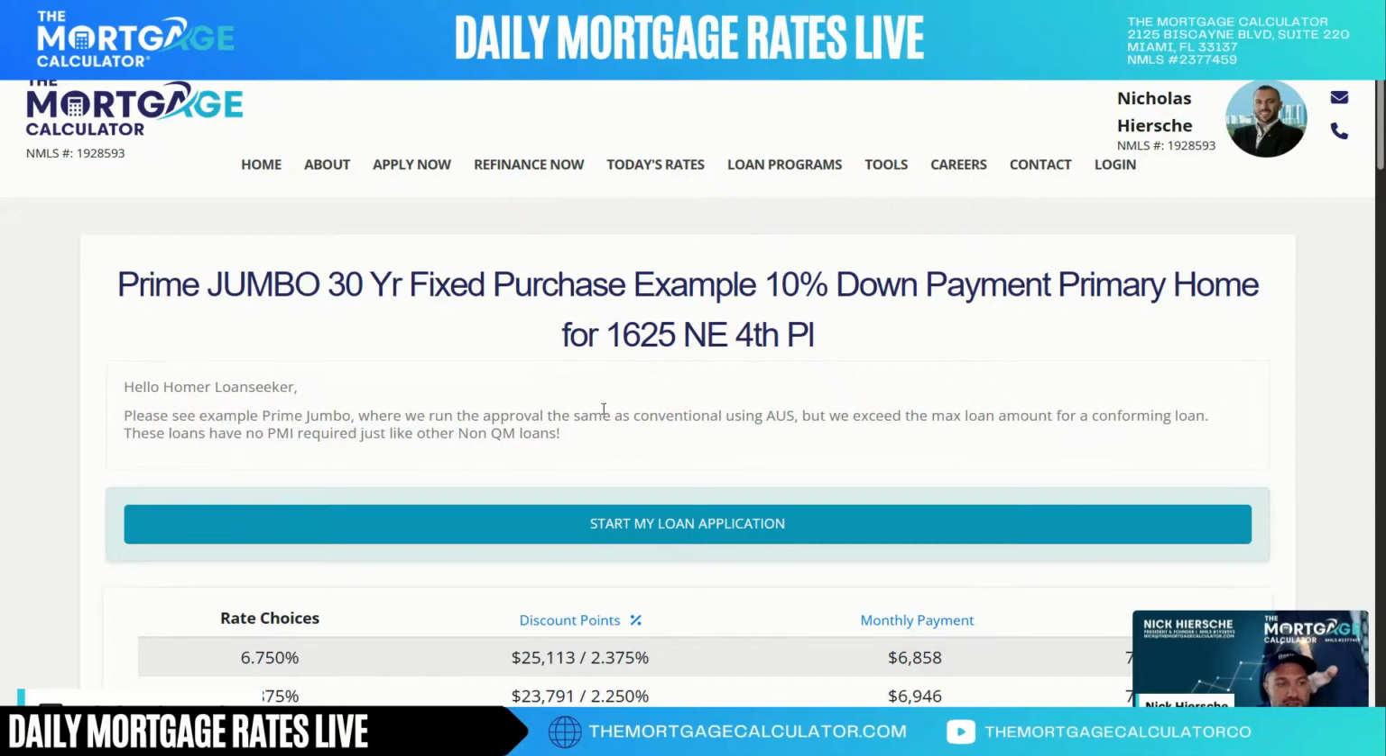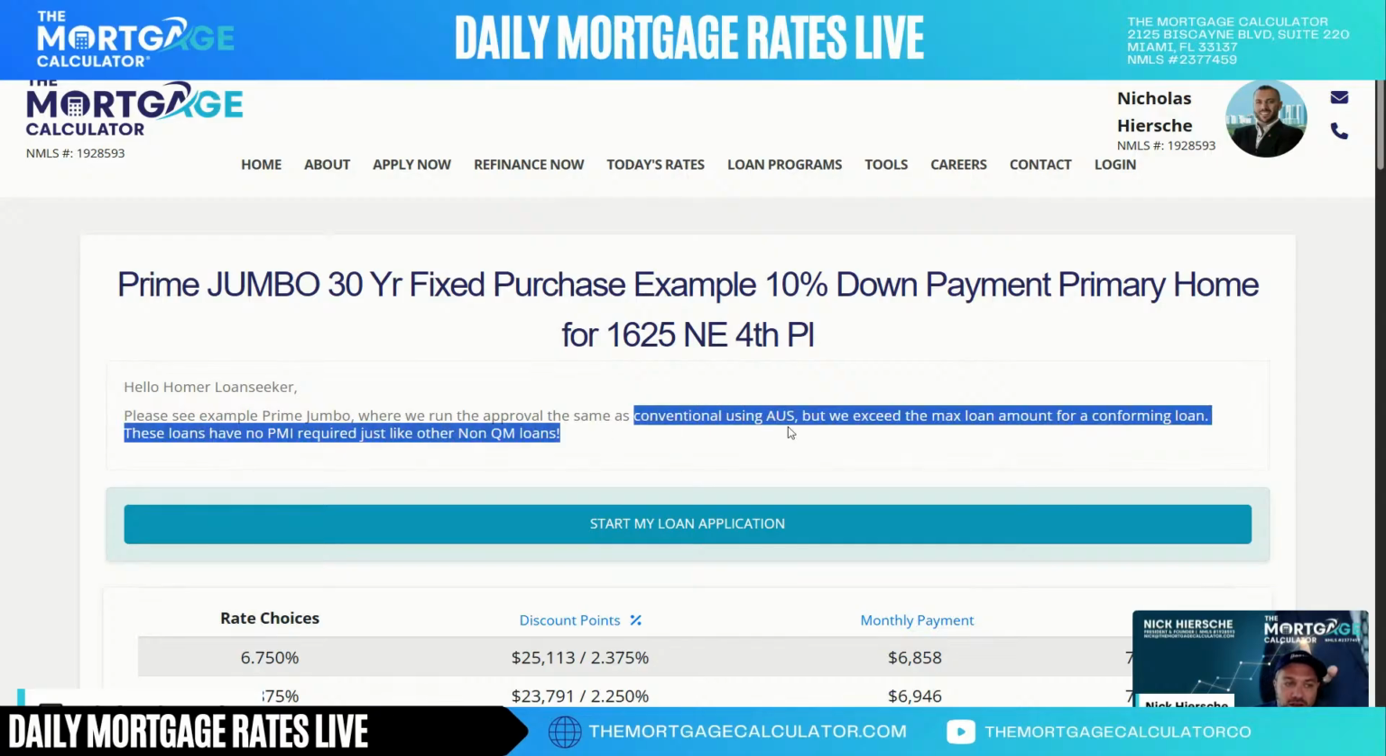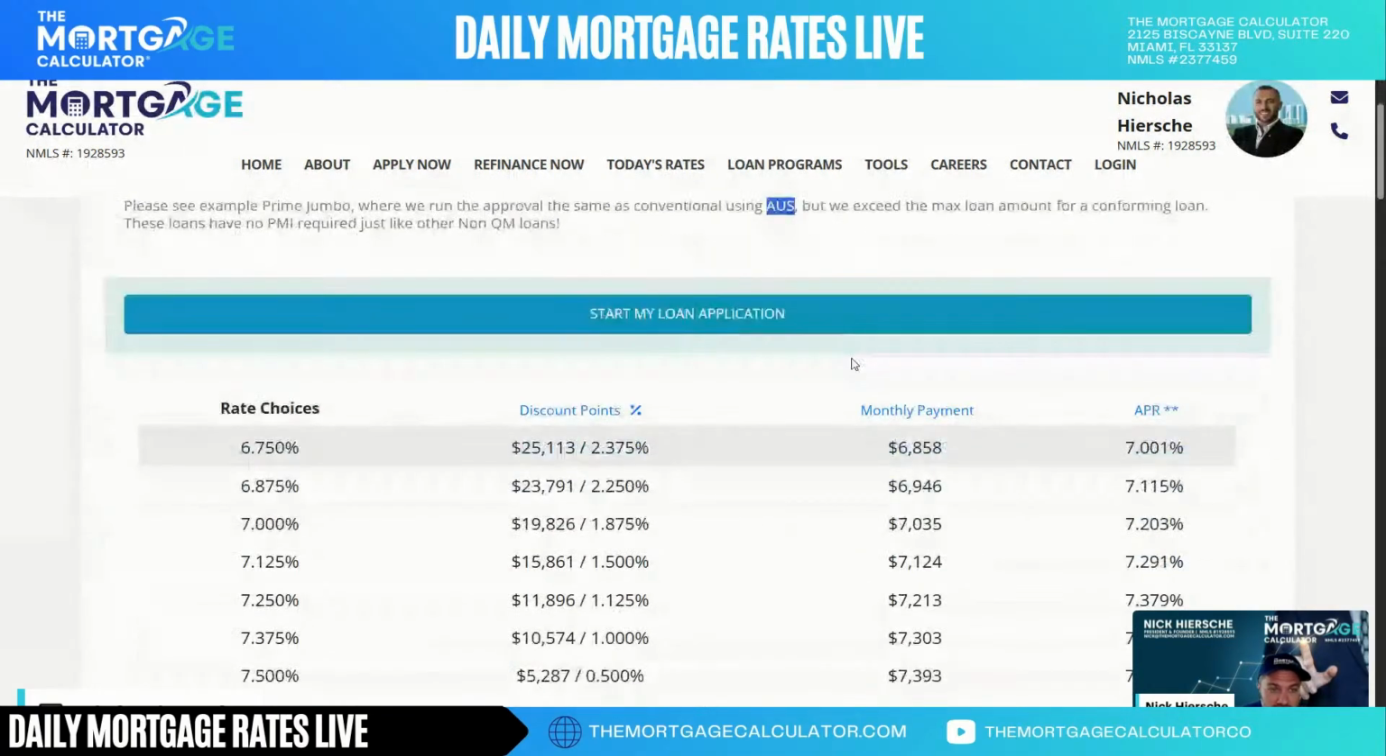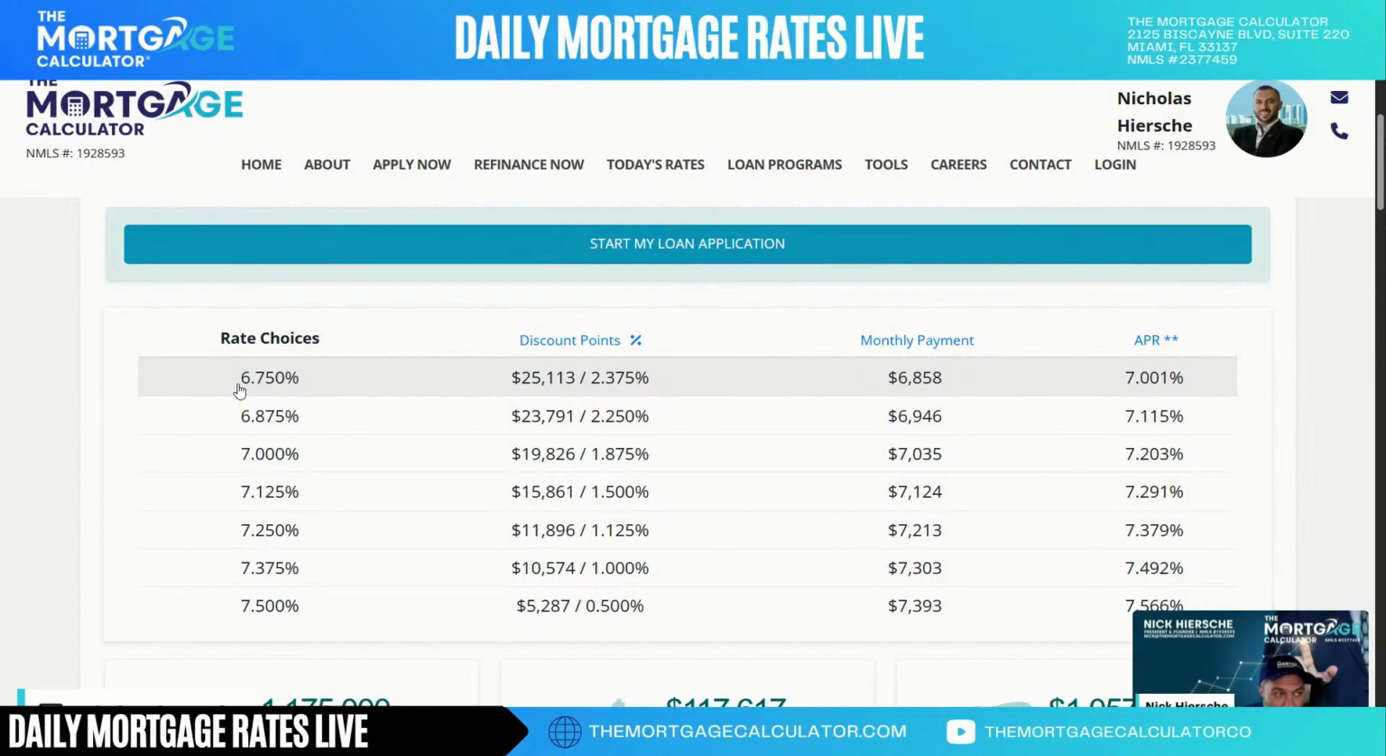They call it a prime jumbo because we're going to use the same great automated underwriting system that we use for our conventional loans, and it's going to make it a lot quicker and easier to qualify because it's going to be the same as a conventional loan. The only difference is the loan amount is going to be higher than the limit. So in this case, obviously the rates are higher. There is no PMI in this example because this is technically a non-QM loan still. So the rate here, 6.75, cost 2.375 discount points and costs. And the lowest cost option, 7.5 rate for 0.5 discount points and costs.